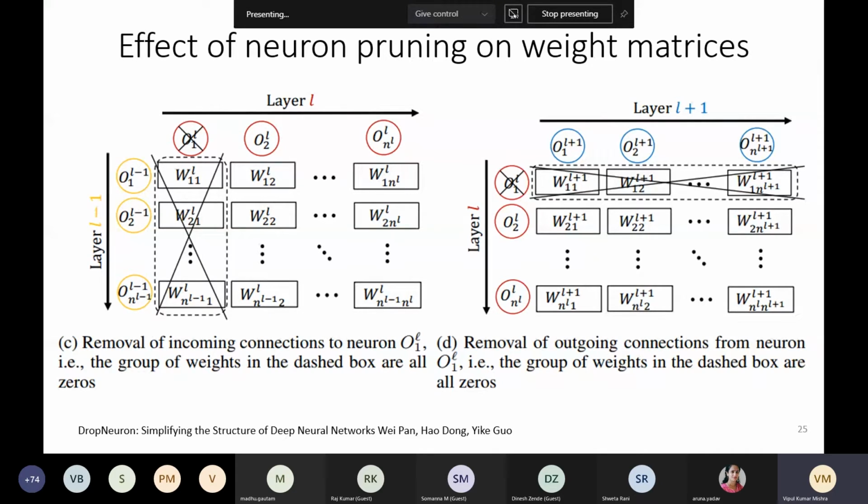So here it is just one example. Maybe similarly 10 nodes are removed, so your size will reduce further. That is just one example.